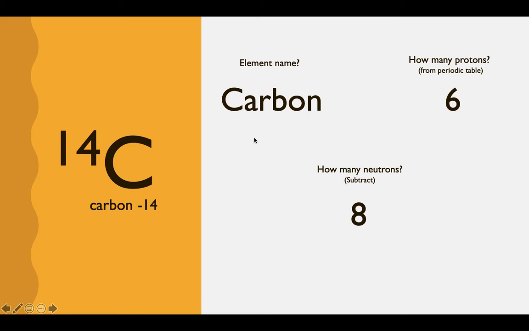So really cool that all of this has to do with the structure of the nucleus. Everything here, the number of protons, neutrons, its name, the isotope that it is, everything comes from the nucleus, which is really neat.